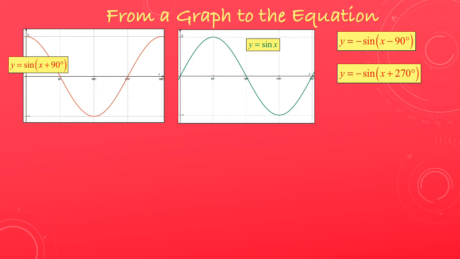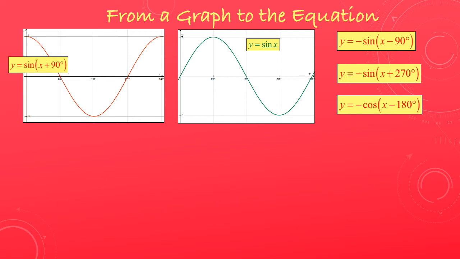Again, look at the sine curve in green. Let's now shift that 270 degrees to the left. That will give us the point 0, -1. If we reverse the curve, we have the point 0, 1, and we are left with the cosine curve as well.